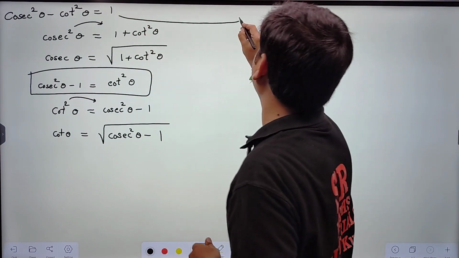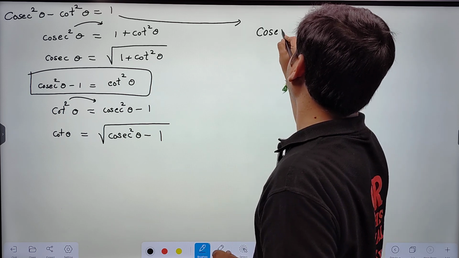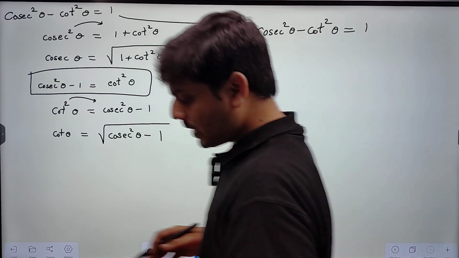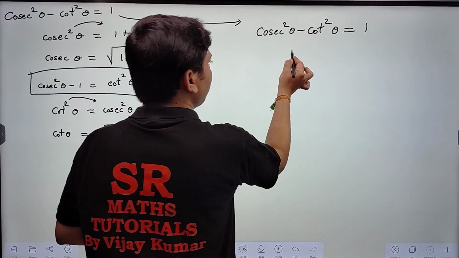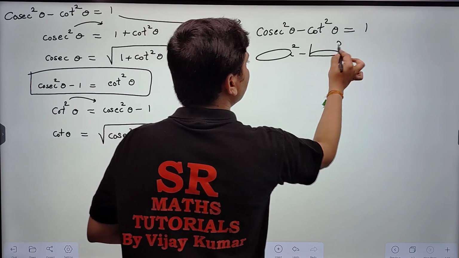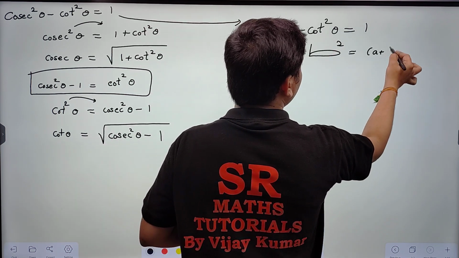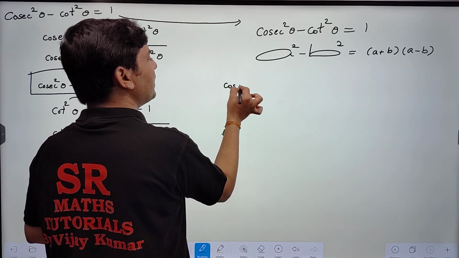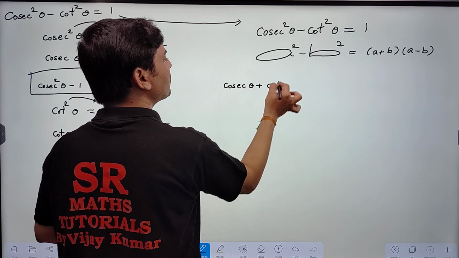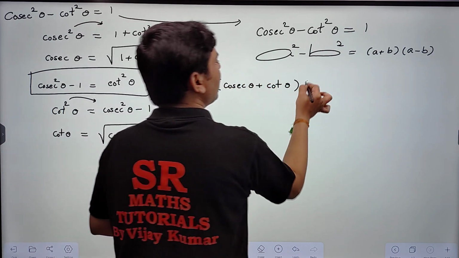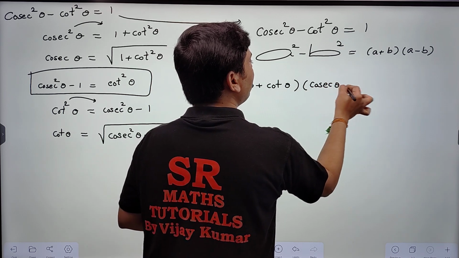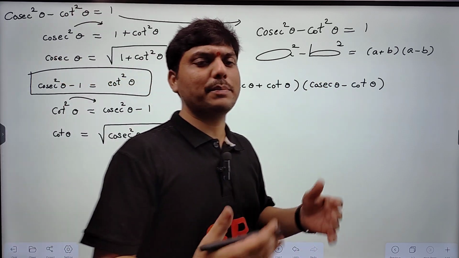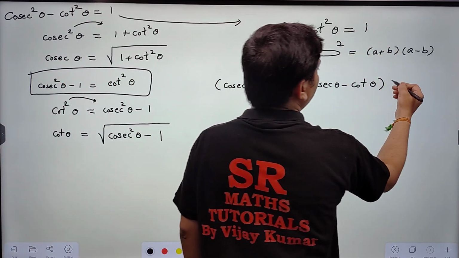I am taking this formula again: cosecant square theta minus cot square theta is equal to 1. This is a form of a square minus b square. You know very well this formula: a plus b into a minus b. What are a and b? a is cosecant theta and b is cot theta. One time plus, one time minus, because of the a square minus b square formula, a plus b into a minus b. The right side term you write as it is, it cannot be changed.